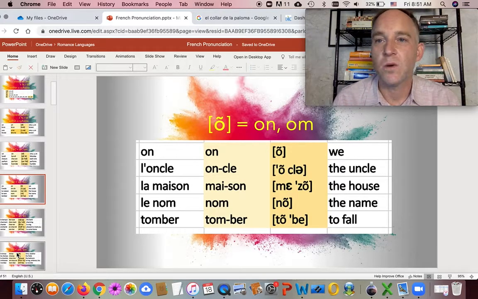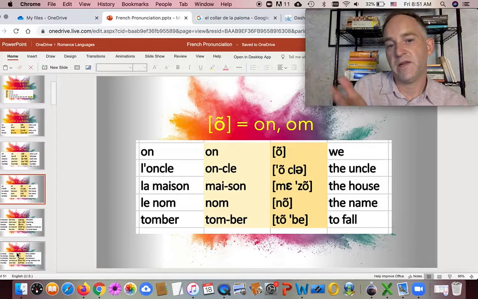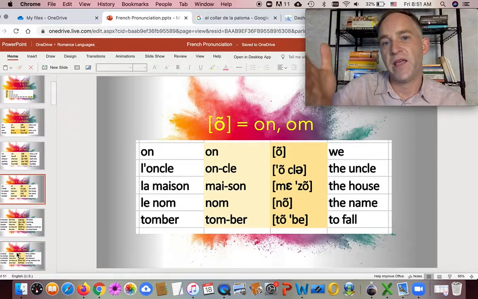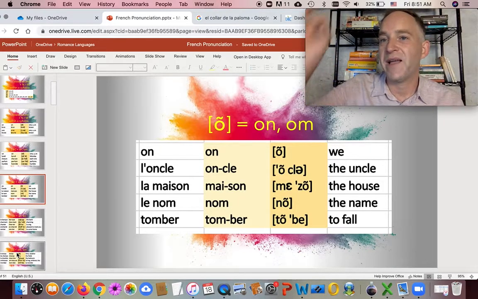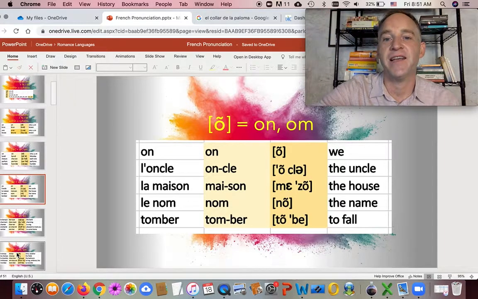La maison, le nom, and tomber, tomber. Practice that one because it's a two-syllable word, so it's nice to be able to practice that OM sound followed by a B. So you do not pronounce the M again. Sorry to beat a dead horse, but yes, these are written just two ways, O-N, O-M.